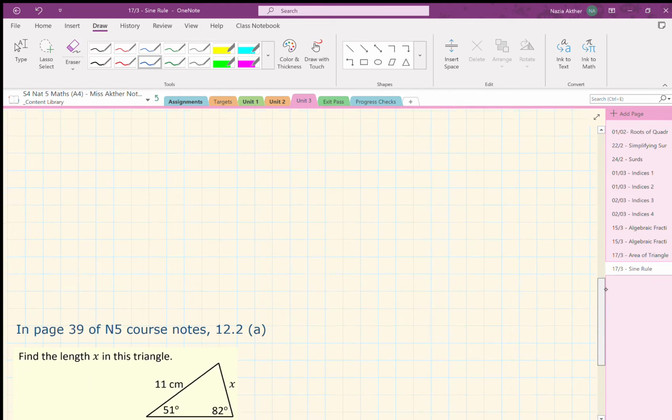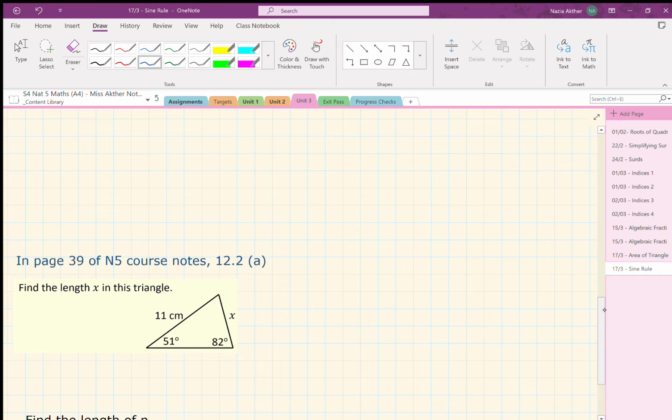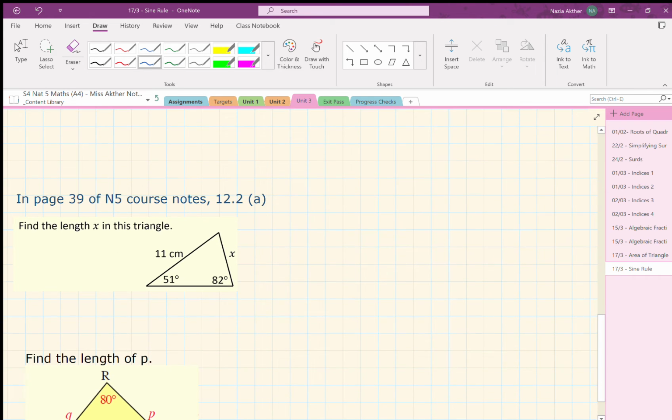Now let's look at an example. The first example is in your course notes on page 39. It is section 12.2a. So we are given this triangle. The first step we need to do is label this triangle. So I'm going to label this angle A, this angle will be B, and this angle is C.